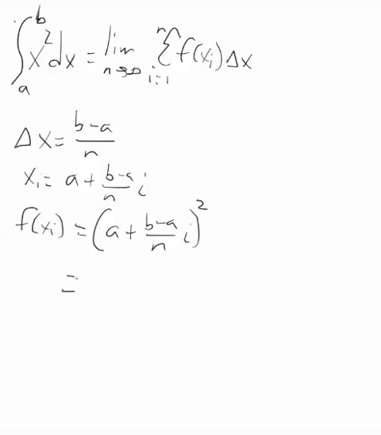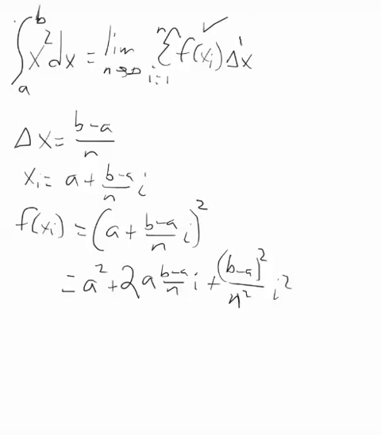And unfortunately, we really don't have much choice, but we're going to have to expand that out. A squared plus 2a b minus a over n i, right? Just our routine foiling, if you will. A squared plus 2a b minus a over n i plus our last term squared, so b minus a squared over n squared i squared. And that takes care of f of x sub i and delta x.